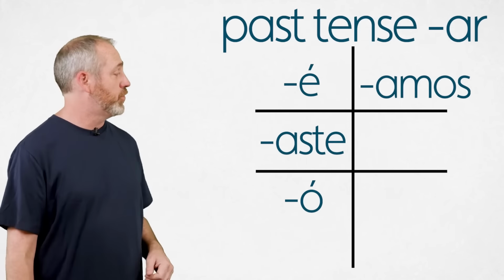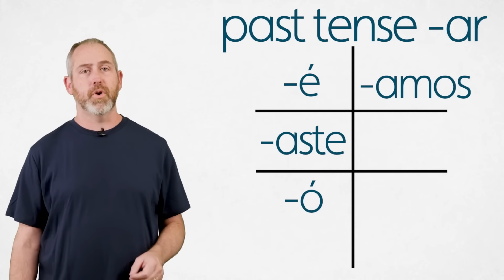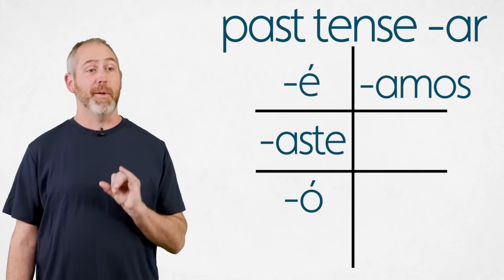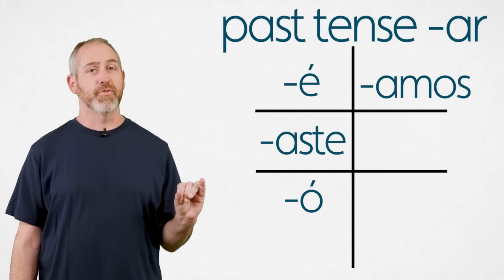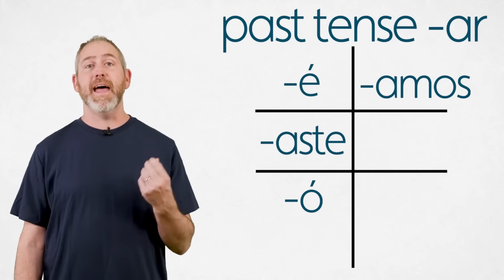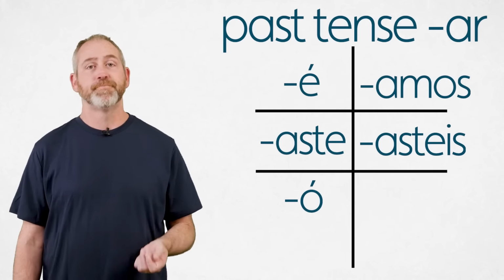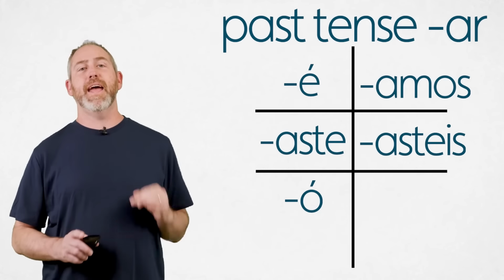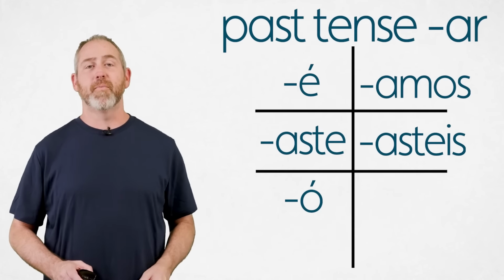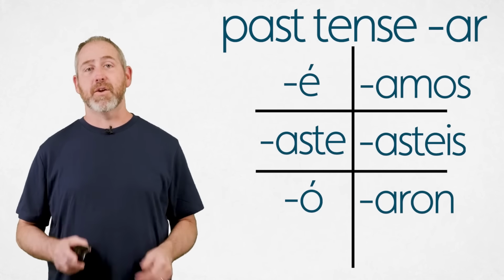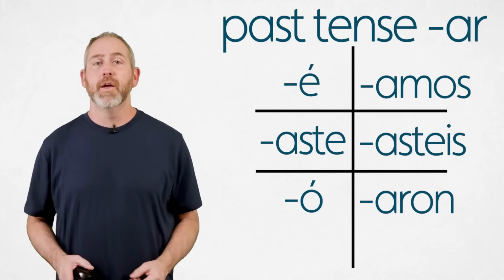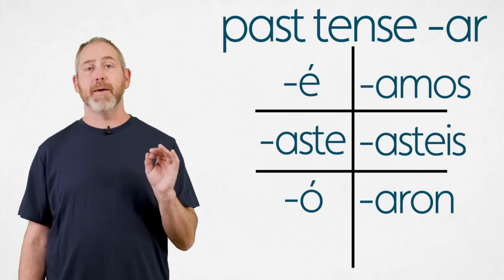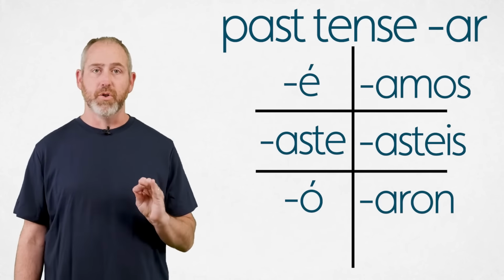Now let's go down to the vosotros form. Now watch this. I'm actually going to take the tú form, aste, I'm going to move it over to the vosotros form, and I just simply add an is to it, asteis. Okay, so you just kind of think about that. It's a little visual help for you. Move it over, add the is, okay? And then down on the bottom right, we have aron, A-R-O-N. So let's go through them again. Aste, o, amos, asteis, aron.